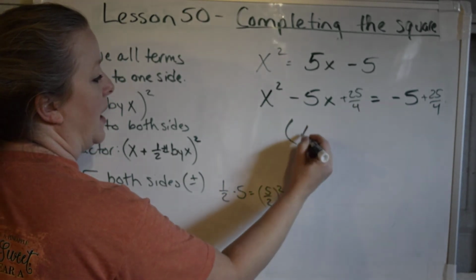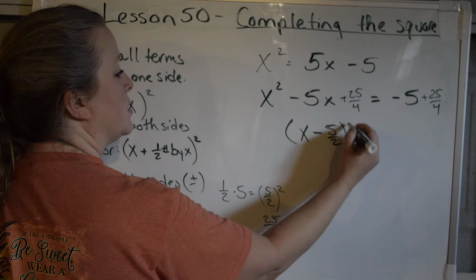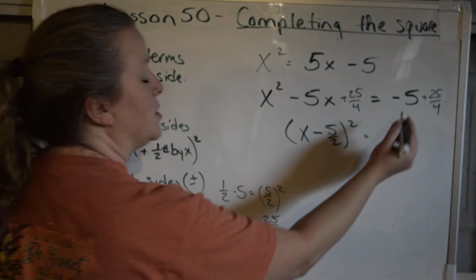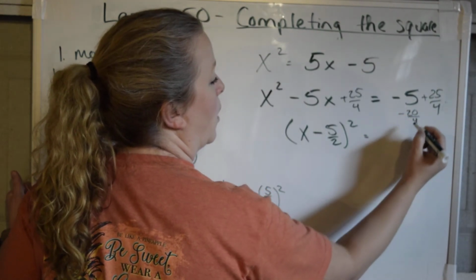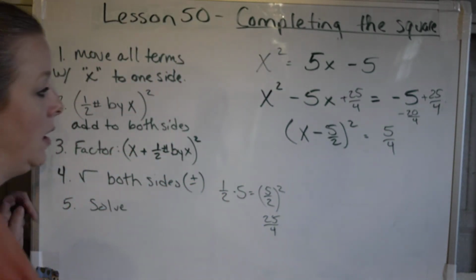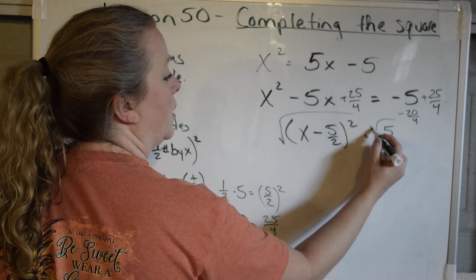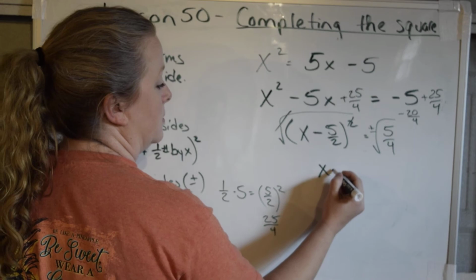Then factor: x minus, this time, 5 over 2 squared. We need a common denominator to add those. So negative 5 can be rewritten as negative 20 over 4. Add it together and we get 5/4. Get rid of the square, we square root. Plus or minus, square and square root cancel.